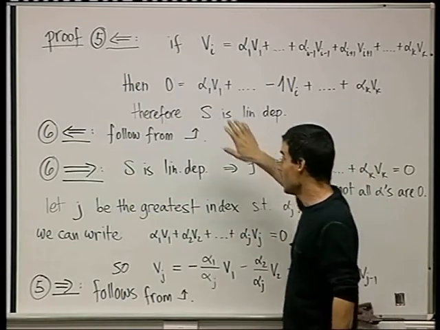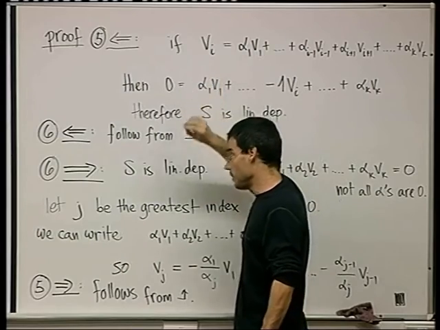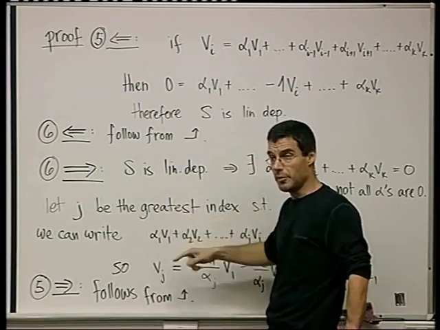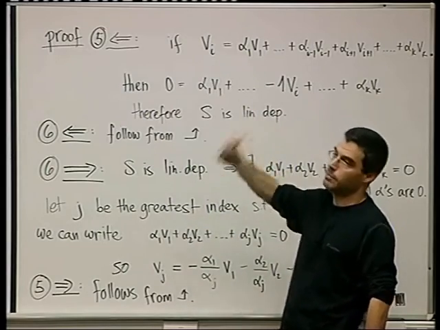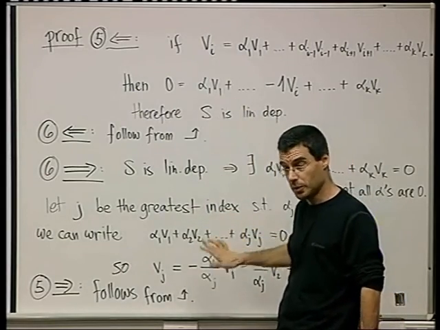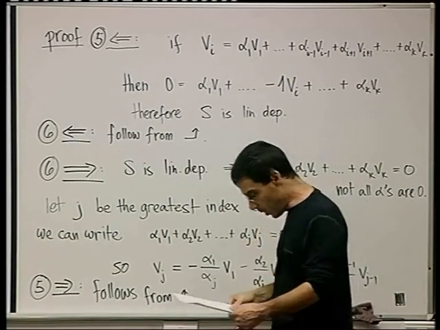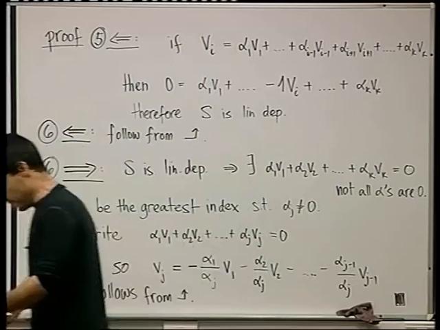But here we didn't. We proved this from scratch, then we proved this from that, then we proved this from scratch, and then we proved this from that. We never proved something based on something else and then proved something else based on that. This was completely kosher. Okay, good? That's 5 and 6.